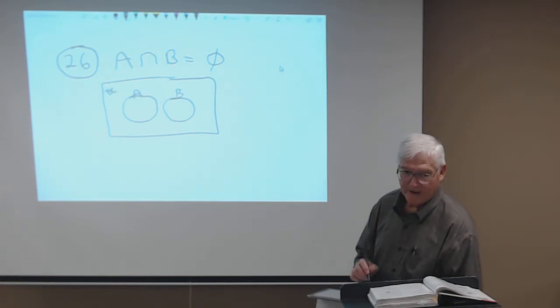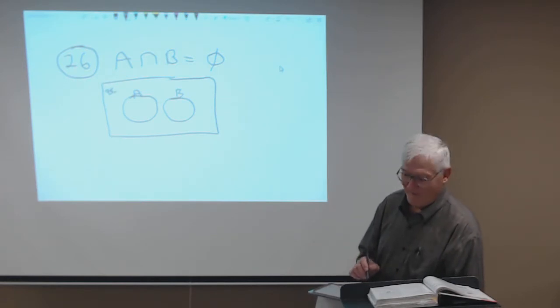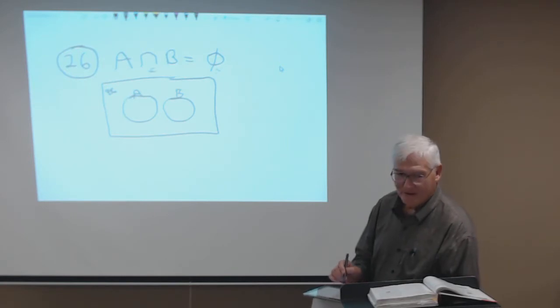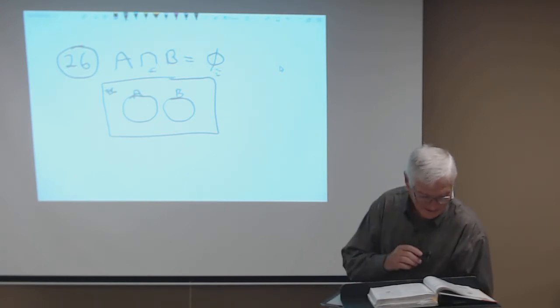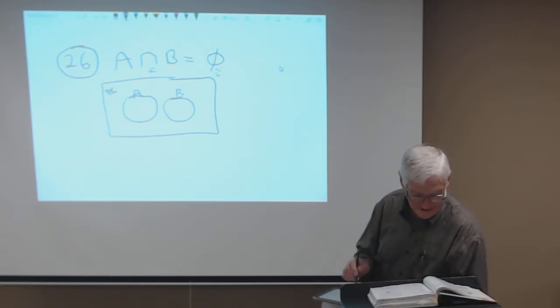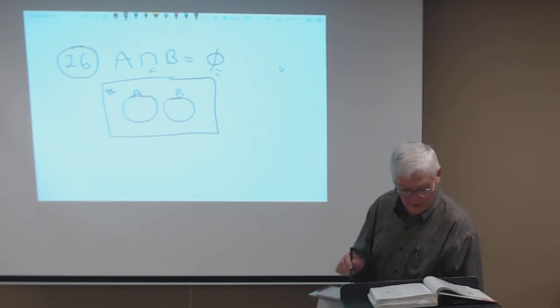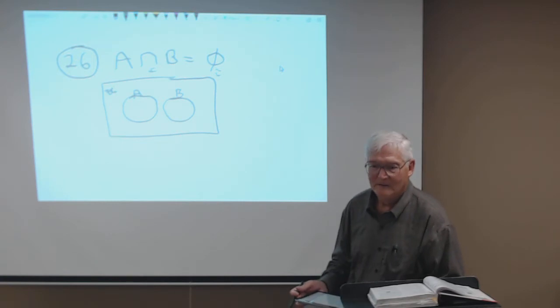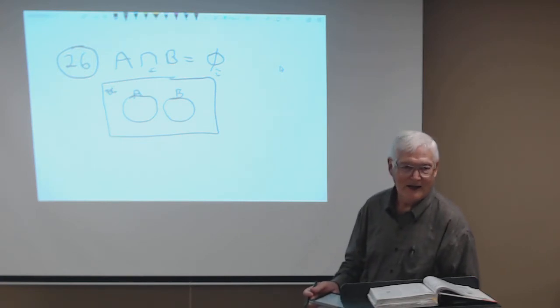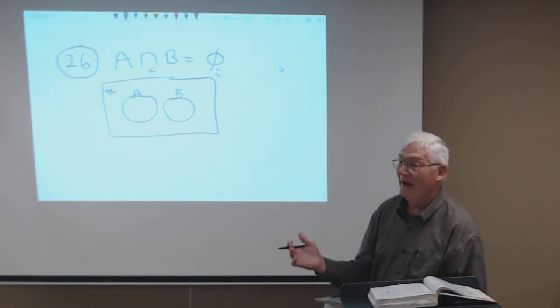Why aren't they intersecting? Because it says the intersection is empty set. So I took where they overlapped and separated them. I've just drawn a Venn diagram. I've just drawn a picture of what 26 says in mathematical symbolic language. Do you feel powerful?